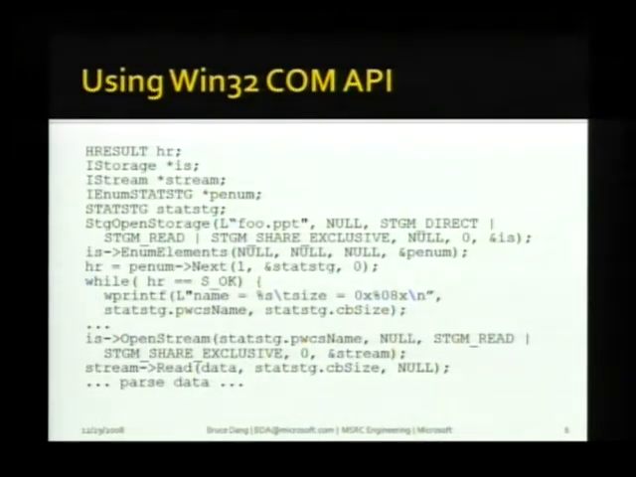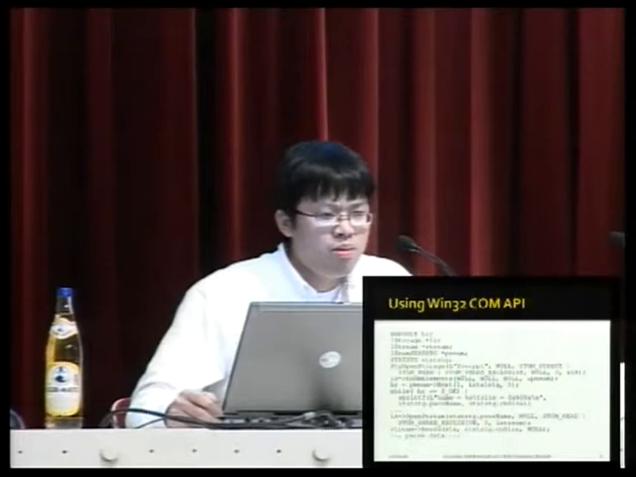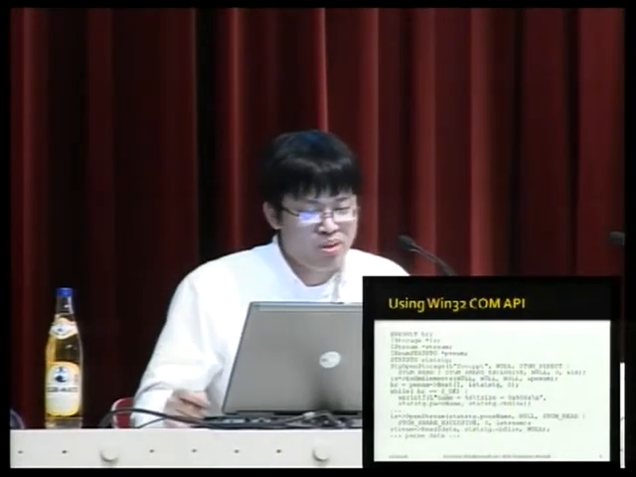Basically all you do is call a function called StgOpenStorage and pass a file name. Then you tell it what mode you want to open it in, like read or write. Then you enumerate all of these storages and streams, go through them, and read them. This is very similar to, for example, open and read in Unix. It's the same thing, except it's in Windows.